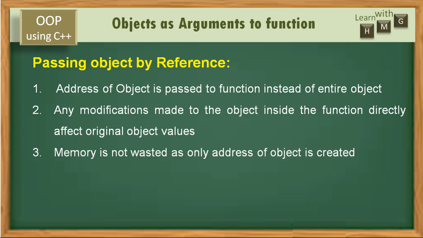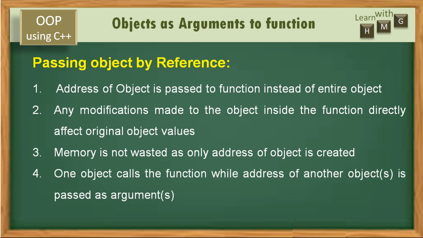Memory is not wasted as only the address of the object is created. In case of passing by value, we have seen that a copy of the object is created. So there will be two objects, the original object and its copy, and it will occupy the memory. So in passing by value, there was memory wastage. Here, due to passing the address, the memory is not wasted.